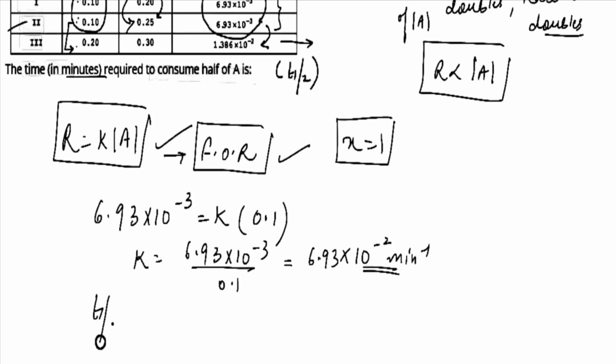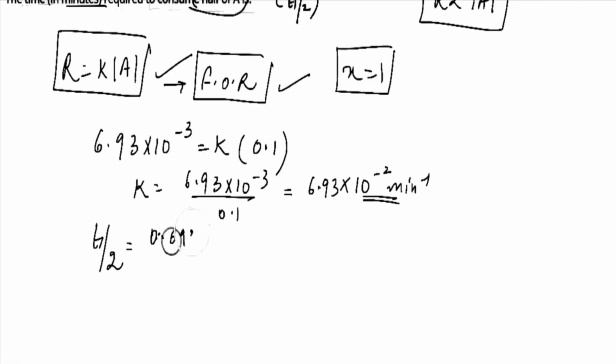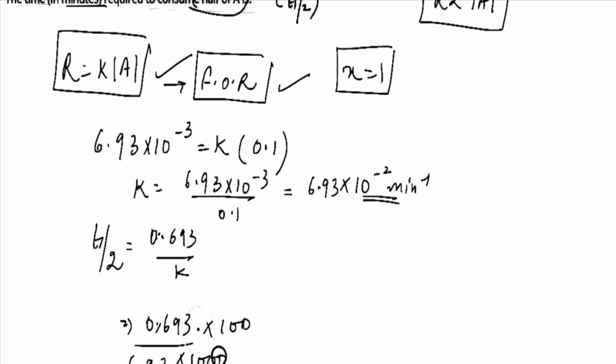Now you have to calculate the half-life. You have to calculate the time in minutes to consume half of A. So when half of A is consumed, it means that we are talking about the half-life. So half-life is equal to 0.693 by K. The value of K that is given to you is 6.93 into 10 power minus 2. I'm writing it in the denominator. The point will go, 3 zeros will come in the numerator, 2 zeros will go in the denominator. 693 will get cancelled out, 2 zeros will get cancelled out. So we will get 10 minutes. The half-life is going to be equal to 10 minutes, and that's the correct answer for the question.